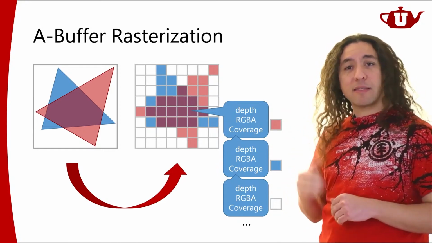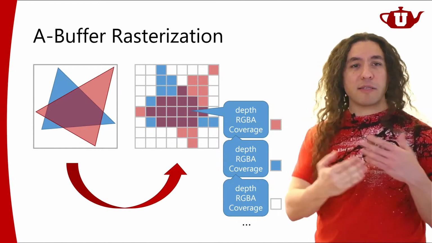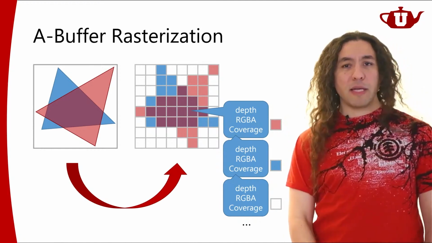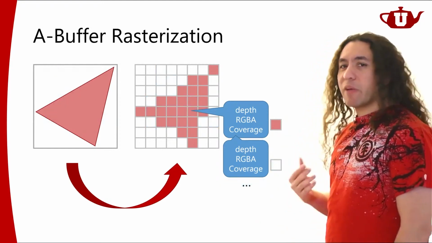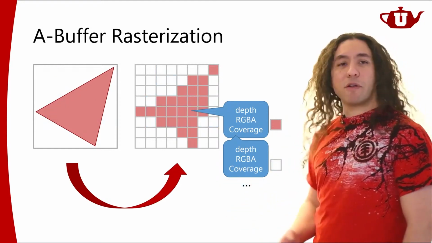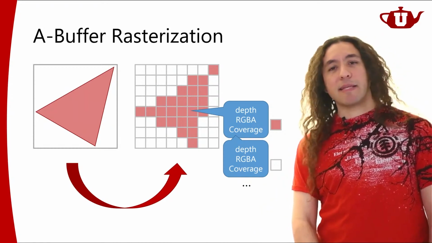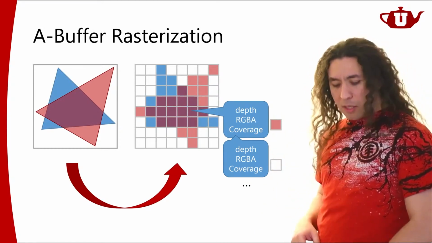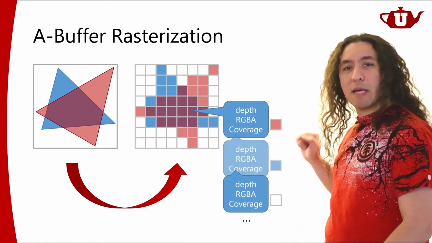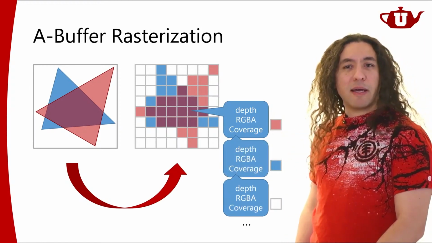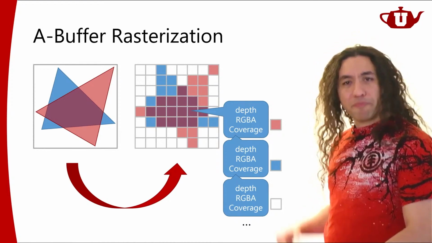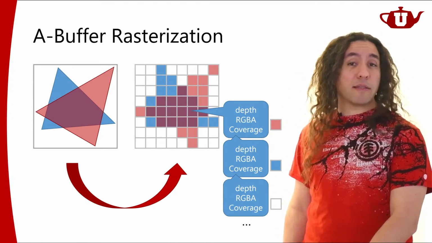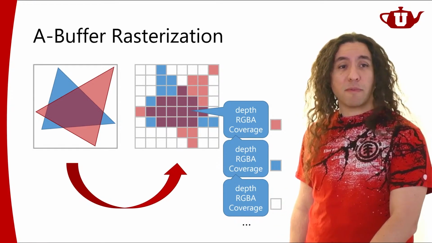And by doing this, I can figure out which triangle is in front of which other triangle, regardless of what order they come in. So if I end up rendering the red triangle first, and then let's say I'm going to draw the blue triangle, when the fragments of the blue triangle come in to that pixel, I can just place them in the middle here inside that linked list. So doing this, A-buffer rasterization is able to handle semi-transparent objects without any problem.